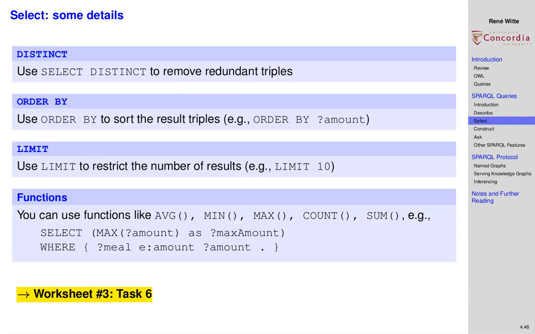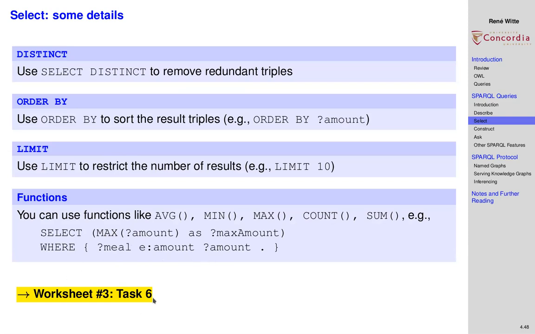And again, somewhat similar to SQL, there is a whole range of built-in functions that you can use. For example, you can get the minimum, the maximum, a count, a sum, an average of the results. So for example, if you have a number of amounts, let's say a weight or a price, then you can find out the maximum of this amount using the max function.